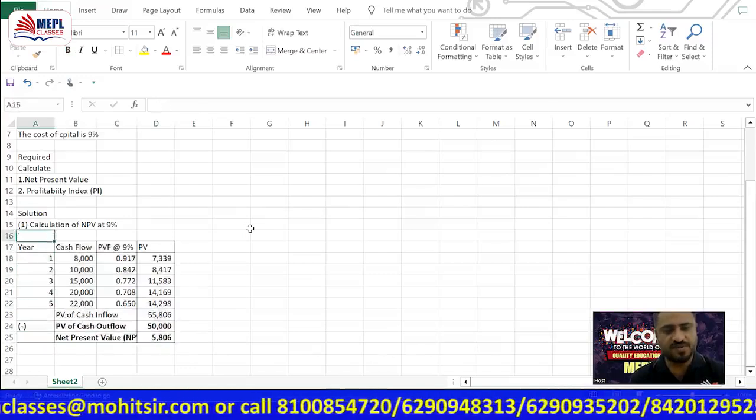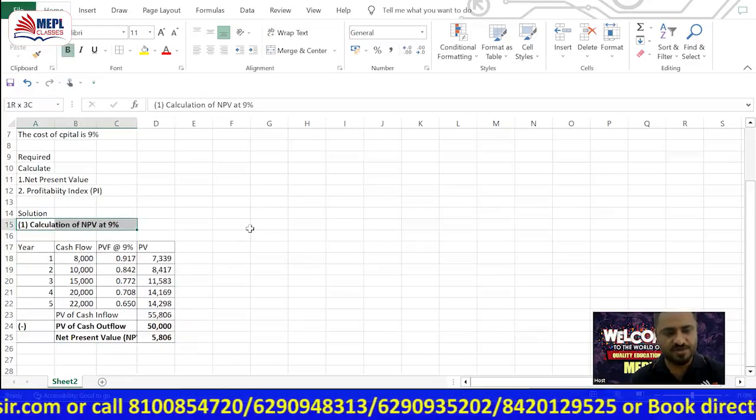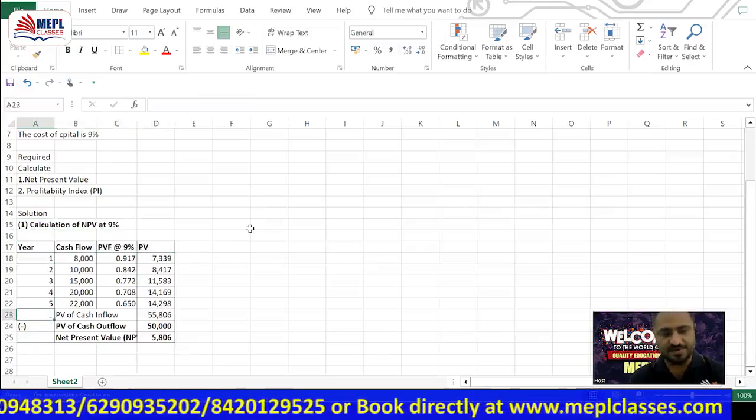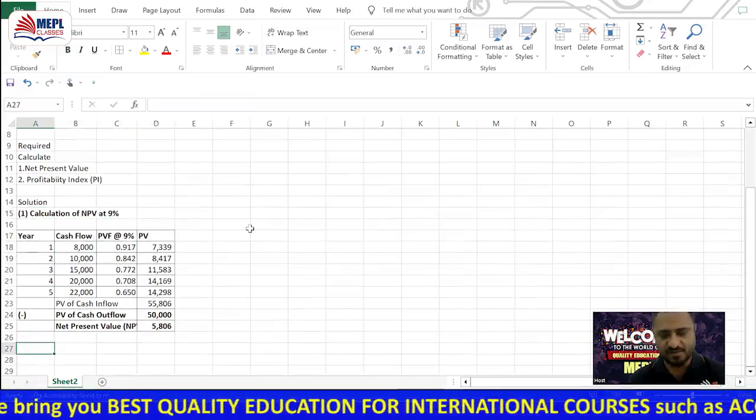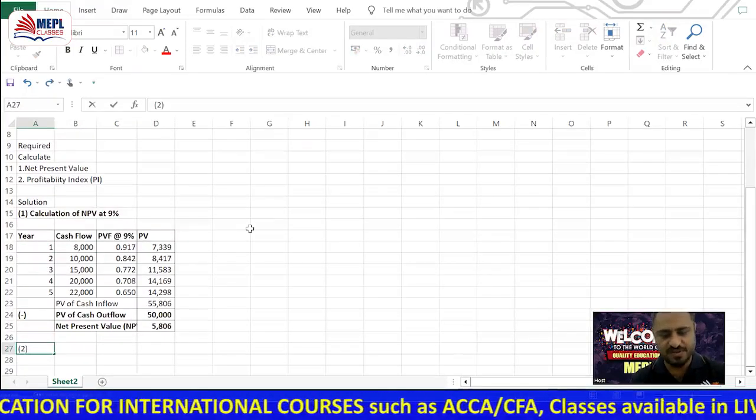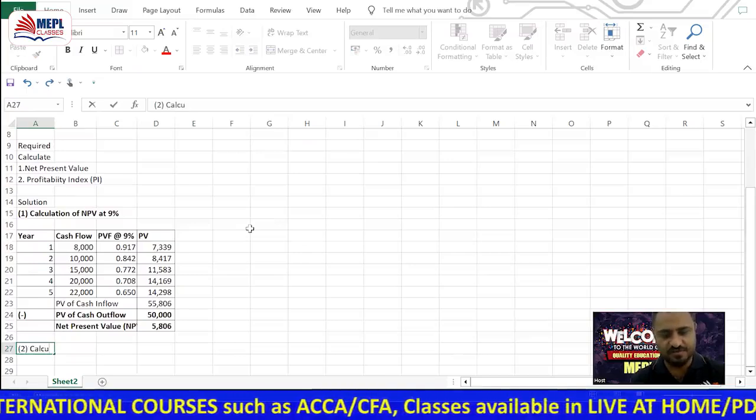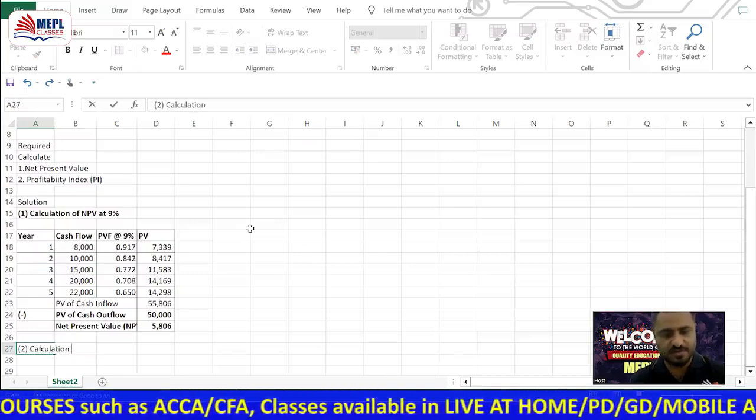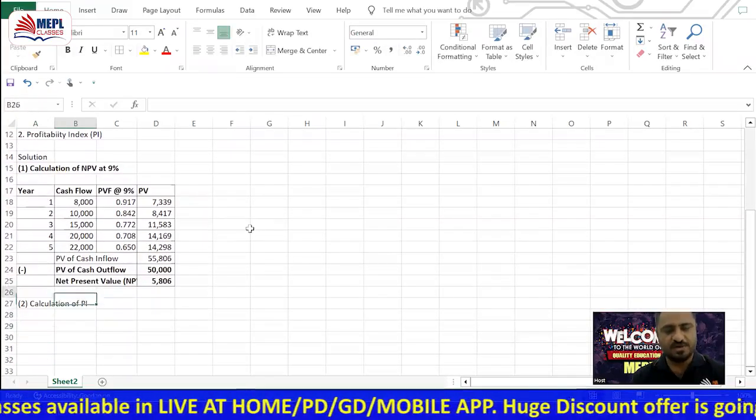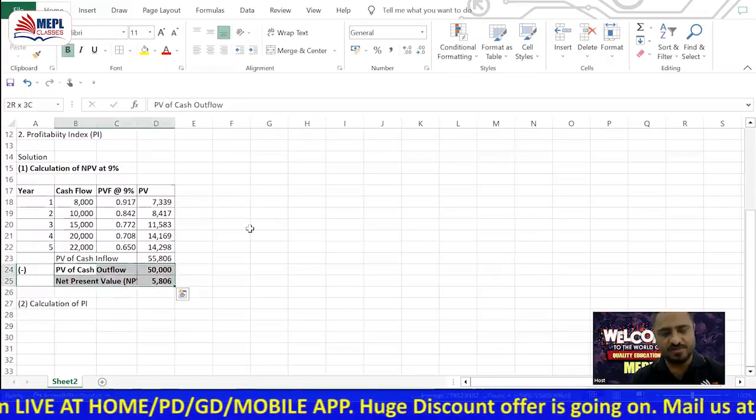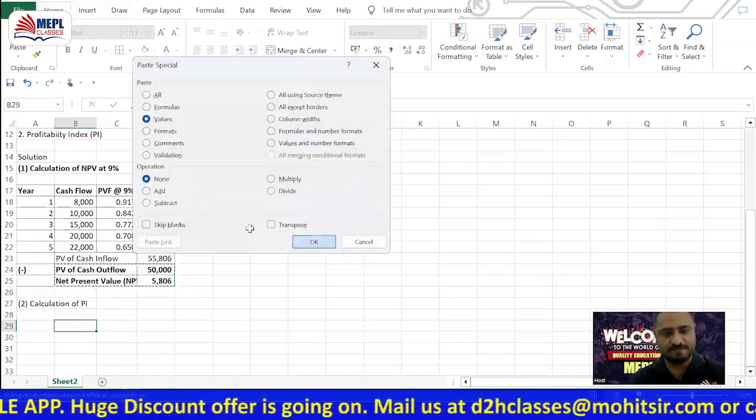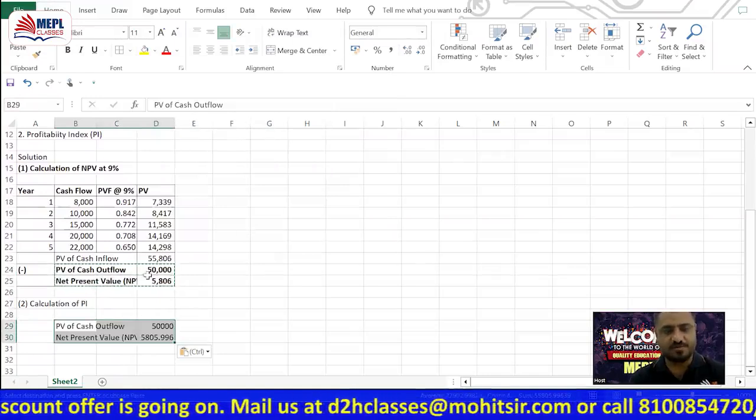So this was the very basic question. We did a calculation of a net present value at 9%. So if someone asks you to calculate a profitability index, it is also easy. Let's give a heading as a calculation of PI, profitability index. So first, you need only two things to calculate the profitability index, the present value of inflow and the present value of outflow.